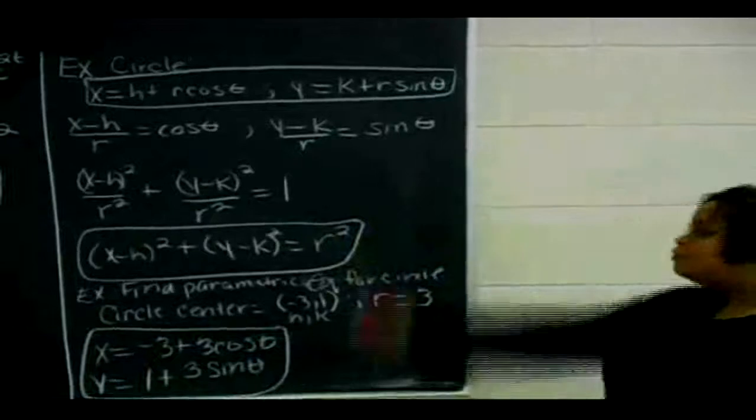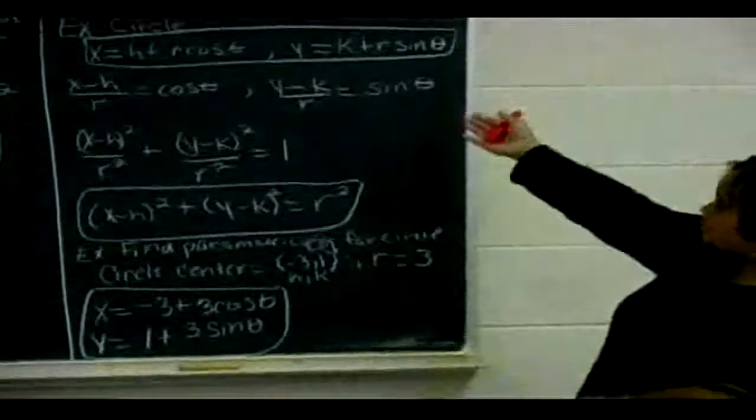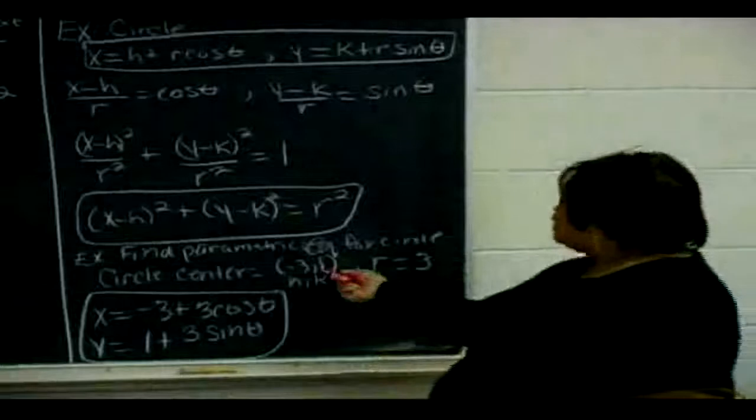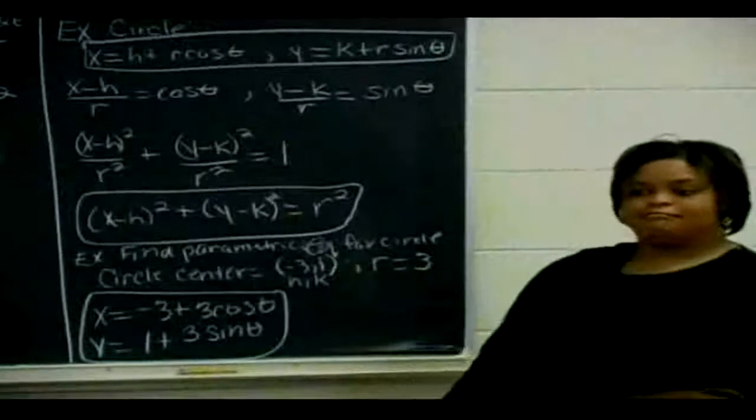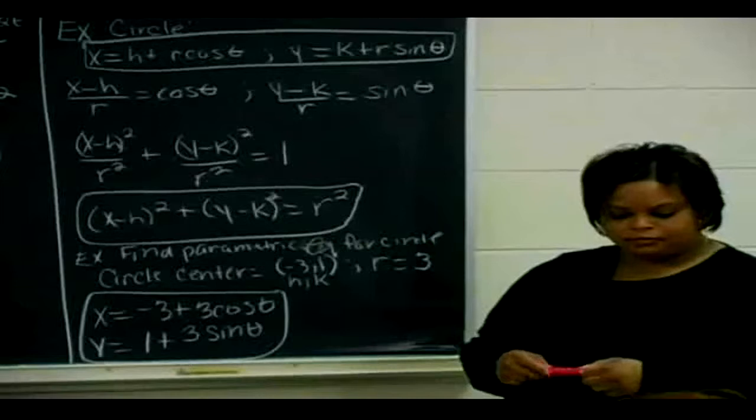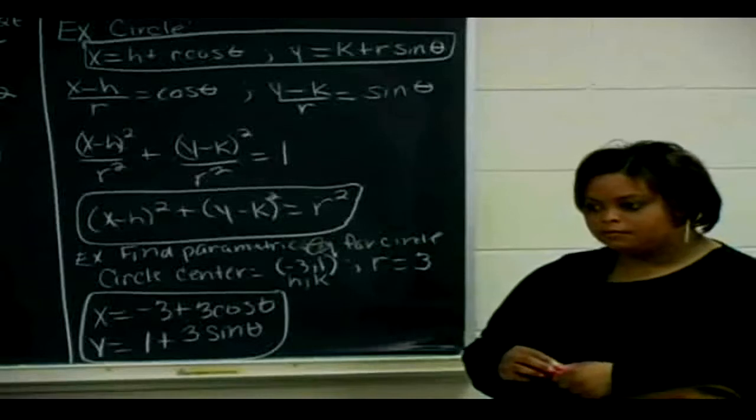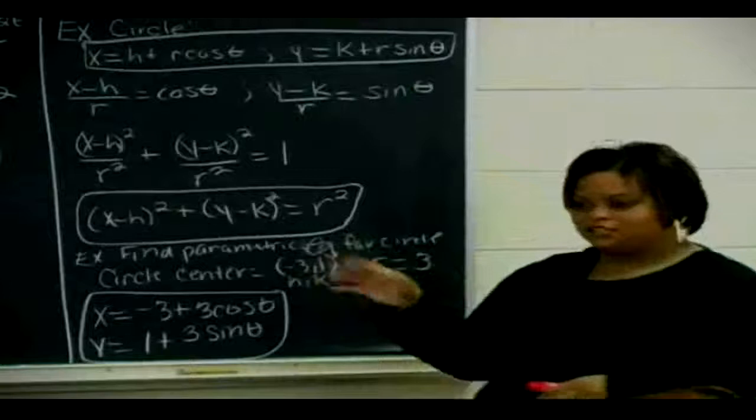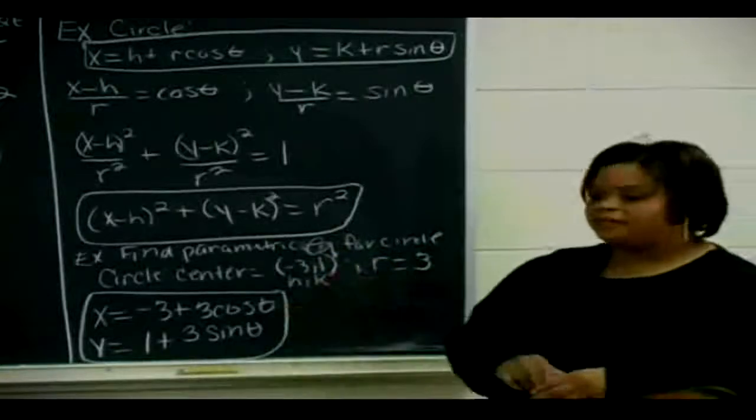Okay? So now that I've done this, I can find a set of parametric equations for the circle if given the center and the radius. So that's our circle example. What should we do for circles that didn't have a center and radius? Then it would not be possible. They're going to have to give you some information to find that set of parametric equations.